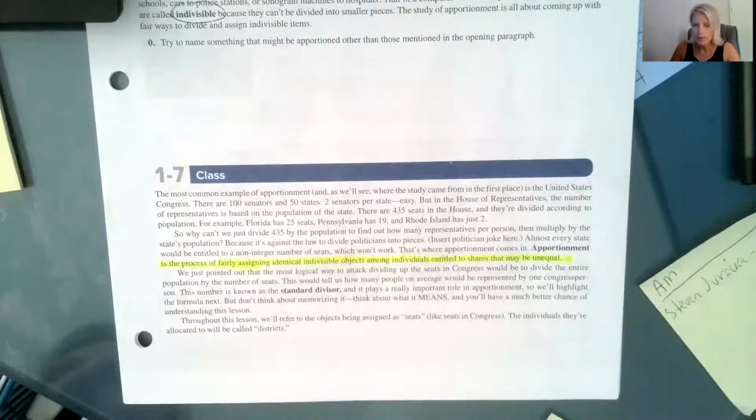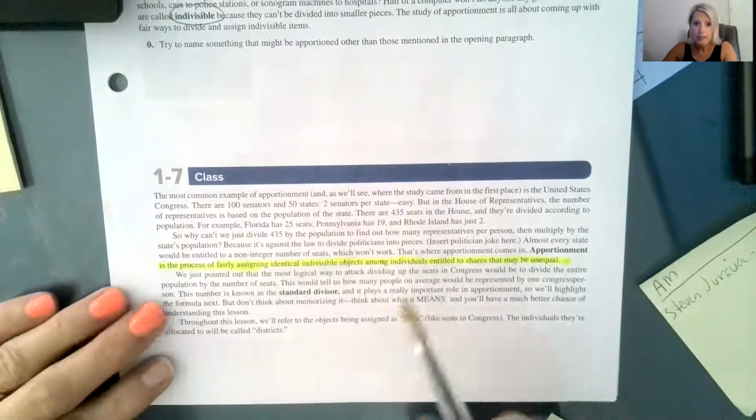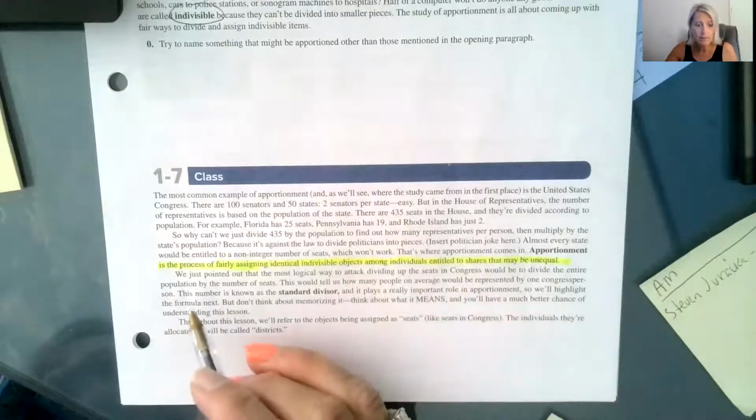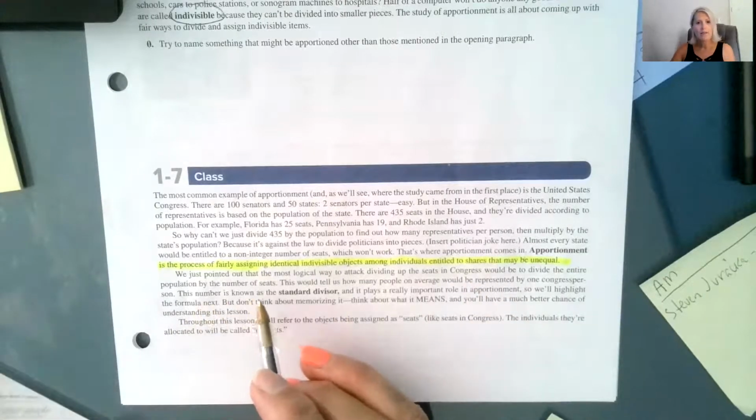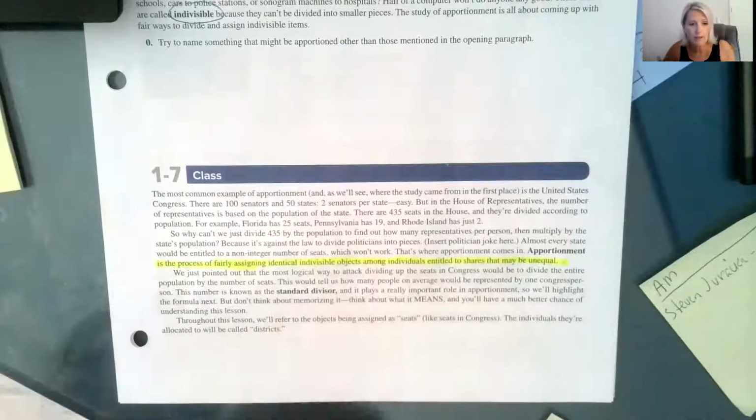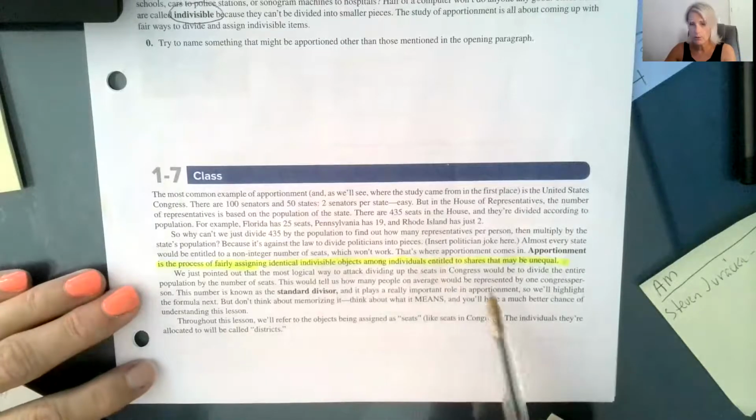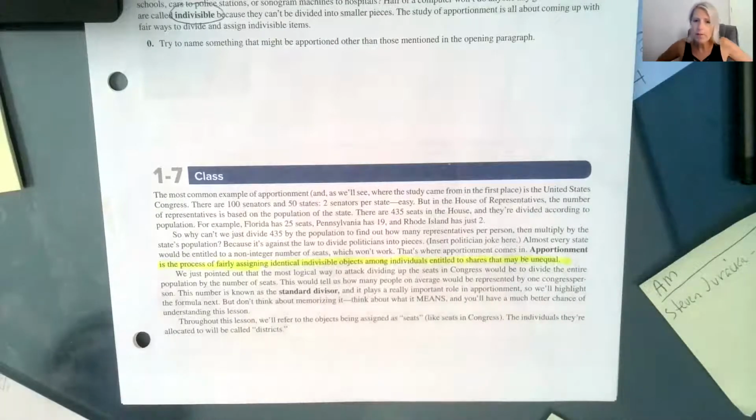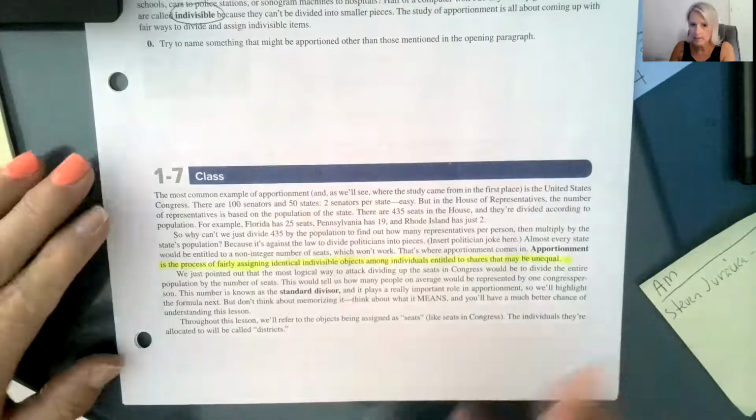We just pointed out that the most logical way to attack dividing up the seats in Congress would be to divide the entire population by the number of seats. This would tell us how many people on average would be represented by one congressperson. This number that we're going to work with today is called our standard divisor, and it plays a really important role in apportionment. So we'll highlight the formula next, but don't think about memorizing it. Think about what it means, and you'll have a much better chance of understanding the lesson.